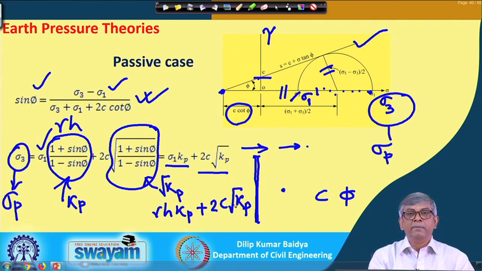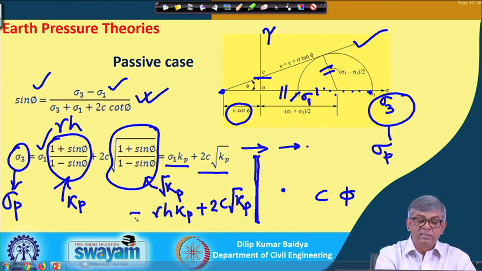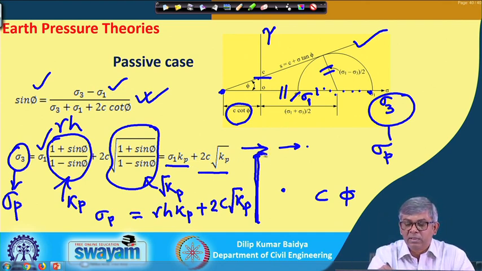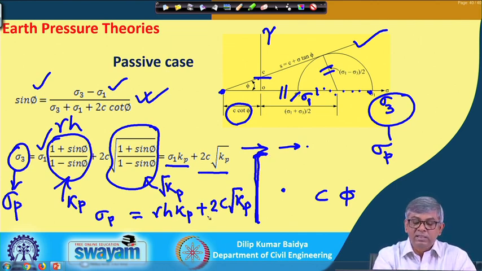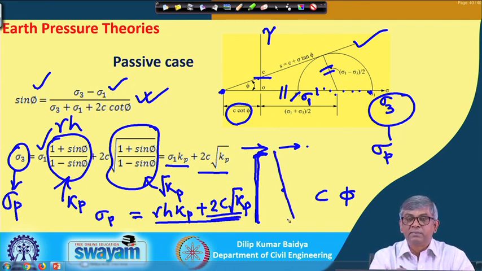So, when there is a C phi soil, the lateral passive pressure sigma p can be expressed like this. That means if h is 0, at the top surface of the wall, where I want to find the pressure, you can see this part becomes 0, but there is still a positive part. So, for the C phi soil passive case, it will start with a positive value, and if h increases, the positive value will increase further. That means your pressure diagram will be like this.